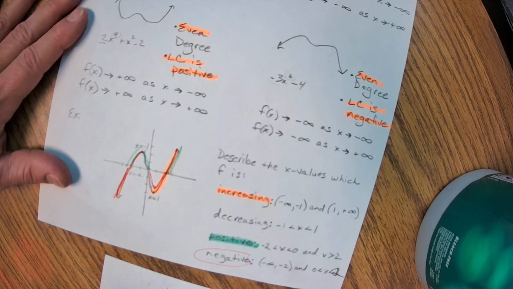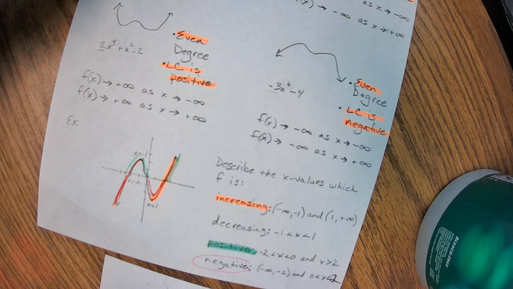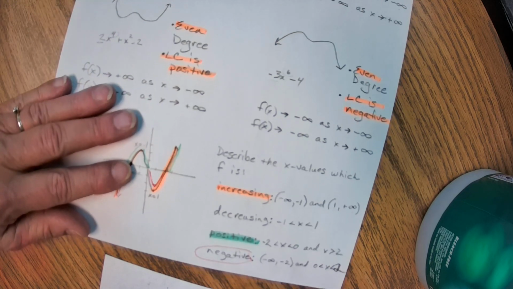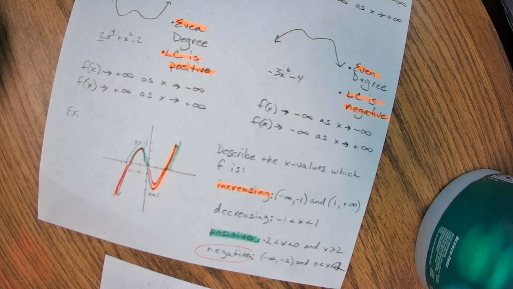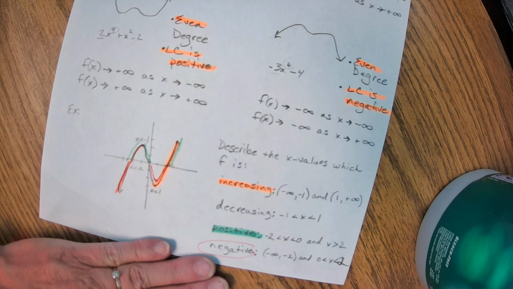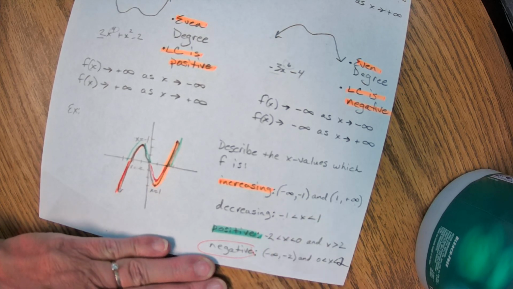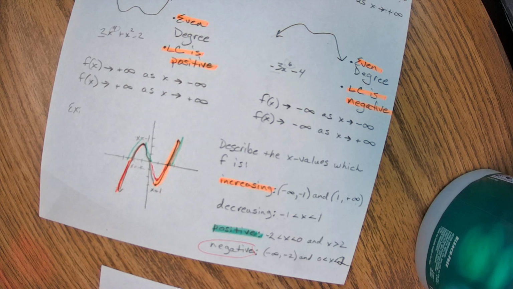Okay, so that's pretty much it. You're going to need to know how to talk about the end behaviors, where it's increasing and decreasing, and when the function is positive and when it's negative. And this is how we want you to do those notations. And that's it for 4.1.